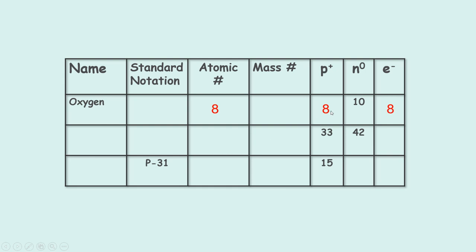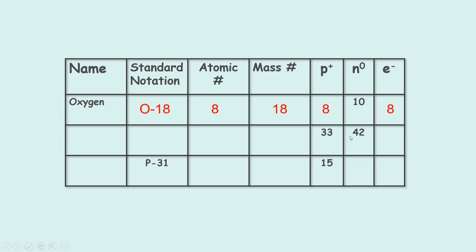Now, since I have the number of protons and neutrons, I can find my mass number. Remember, mass number is equal to protons plus neutrons. So 8 plus 10 gives me a mass number of 18. And then finally, the last thing we're going to do is the standard notation. So the symbol for oxygen is O, and our mass number is 18.